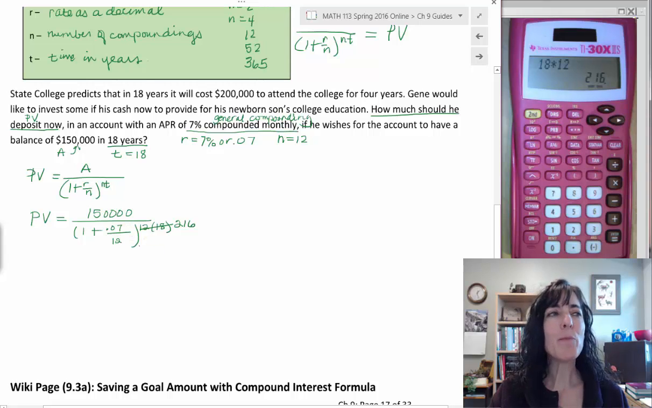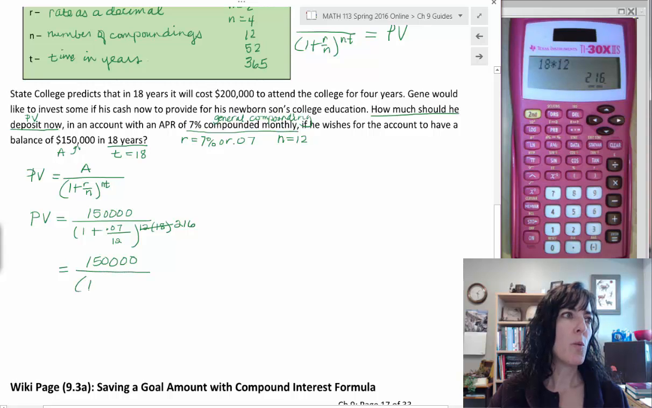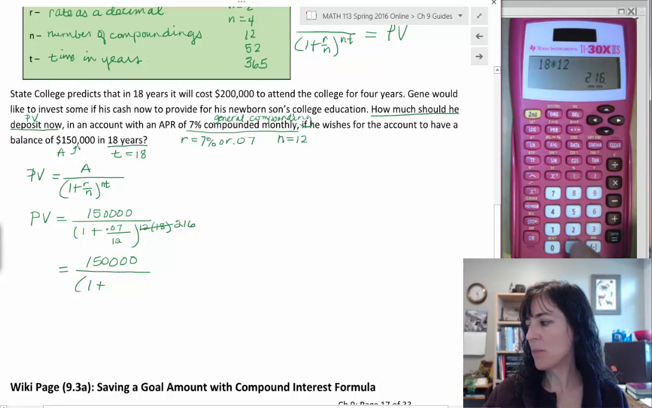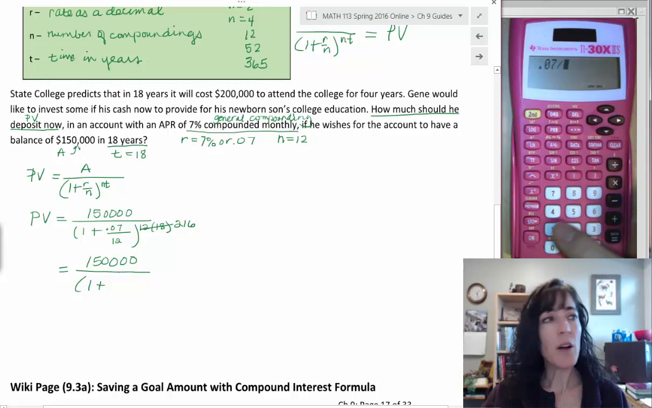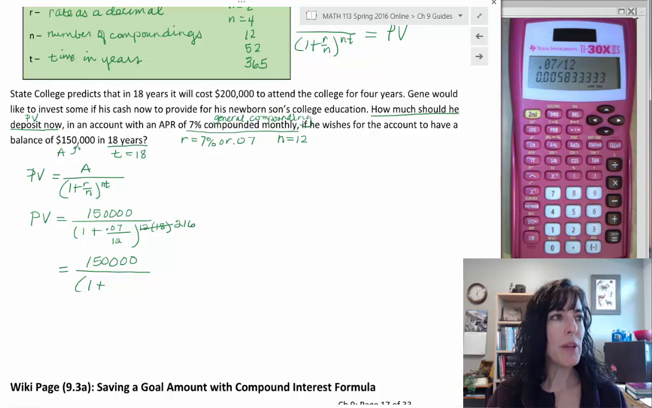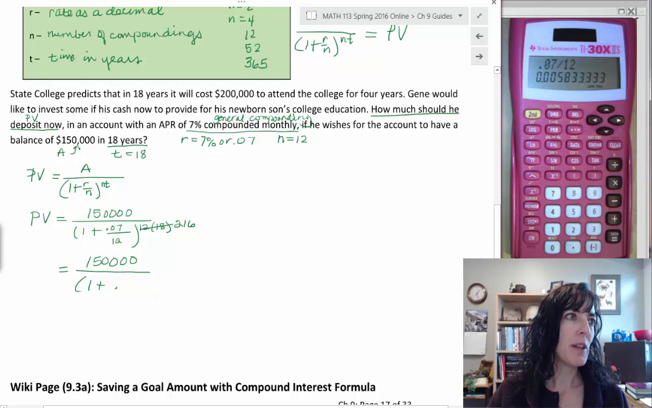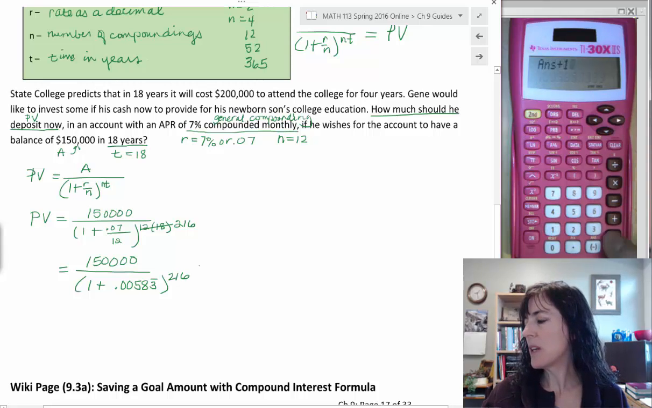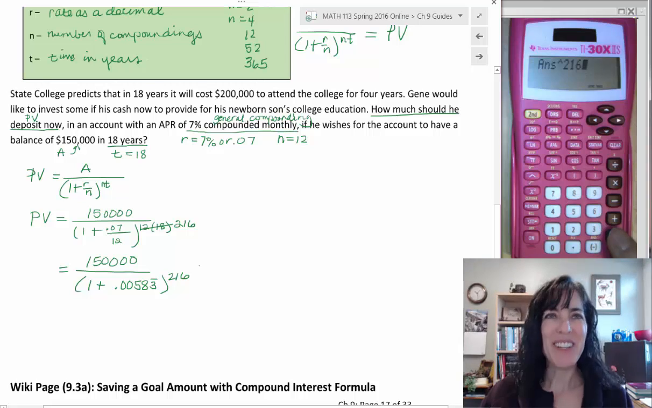Remember how we can do that? If I have that whole denominator sitting on my calculator, I can just divide by it pretty easily, and that'll give me my result. So 150,000, we're leaving that alone for right now, over 1 plus, I need to do 0.07 divided by 12, and I get 0.00583 repeating. Just going to write that down here. Raised to the 216th power. I can add 1 pretty easily and take it to the 216th power. Do equals in between there.